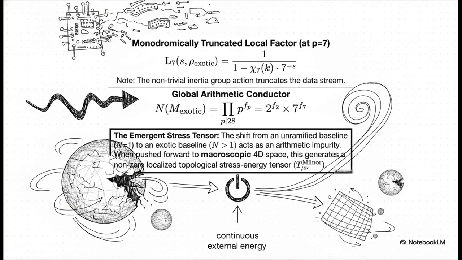When we push this forward to macroscopic 4D space, it generates a physical, non-zero localized topological stress energy tensor. Basically, the exotic sphere requires continuous external energy just to exist. Without it, it's inherently unstable and will decay right back into a standard sphere.